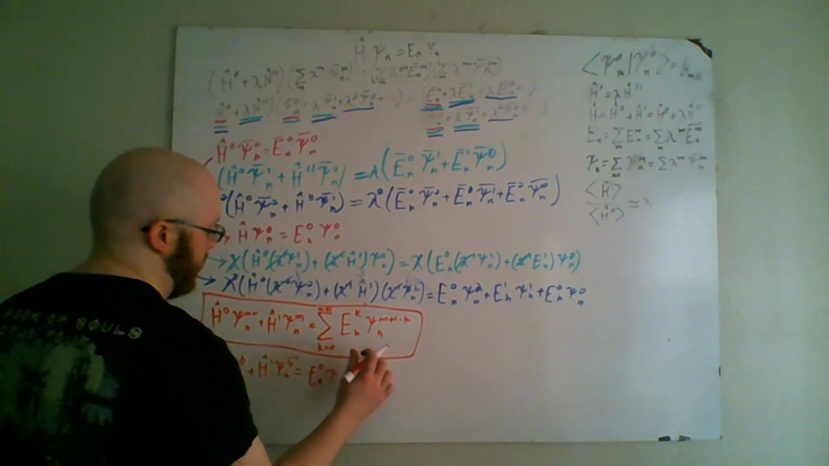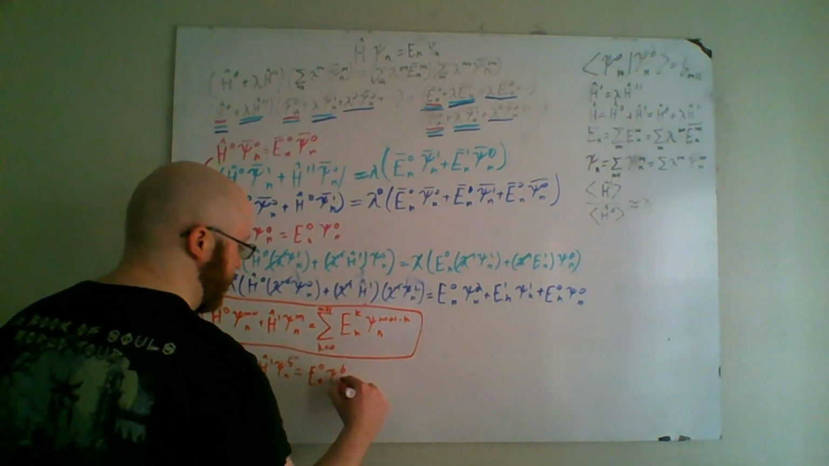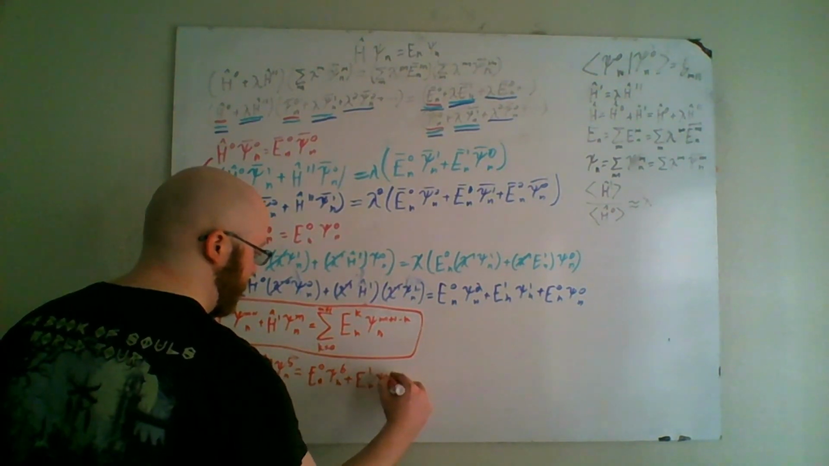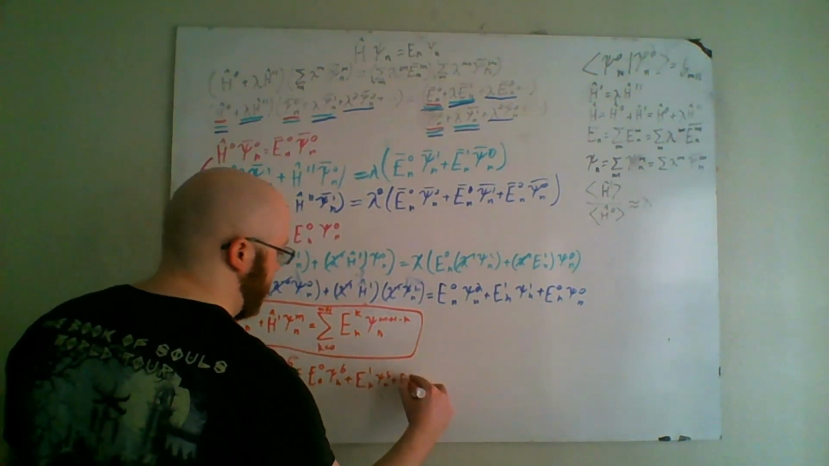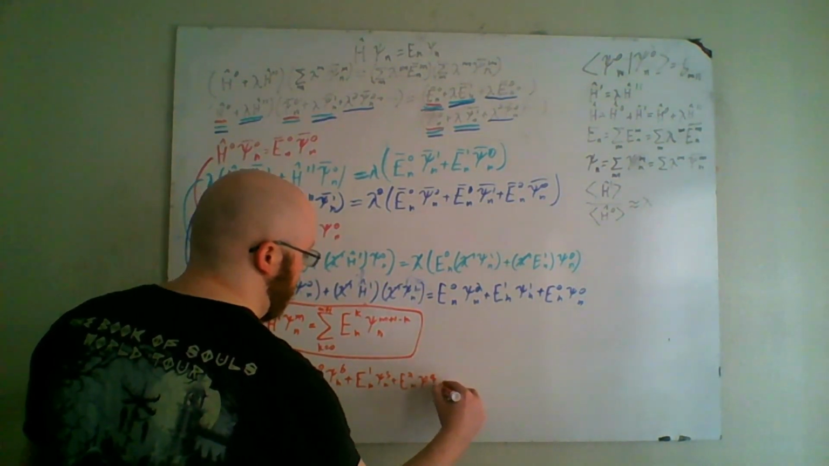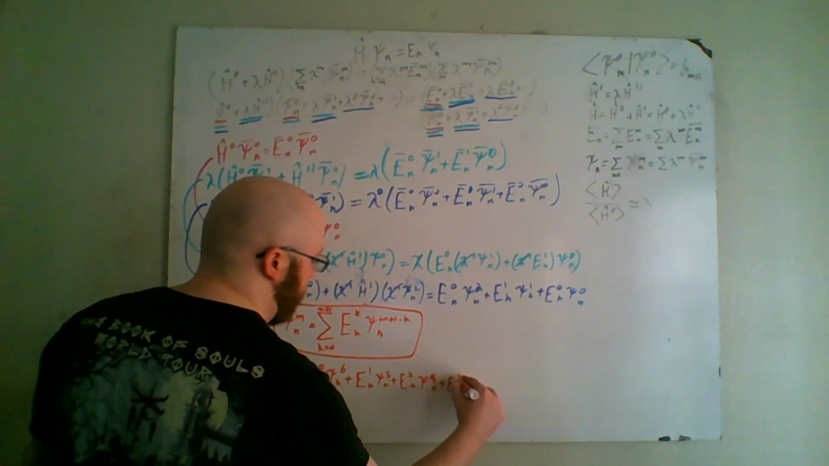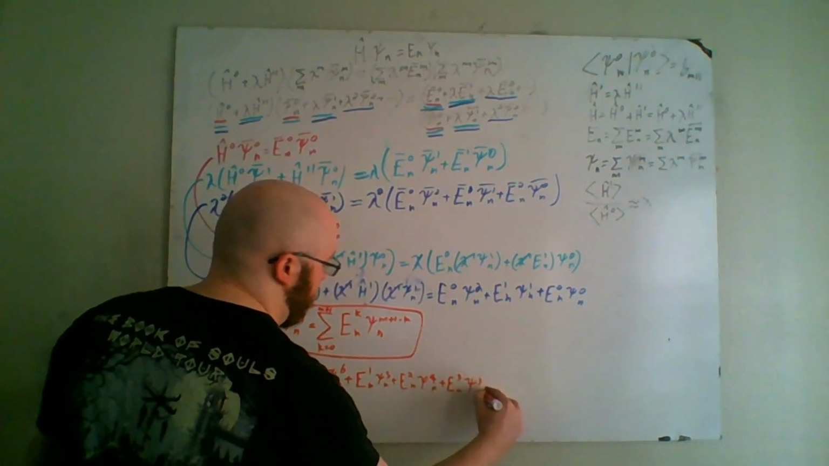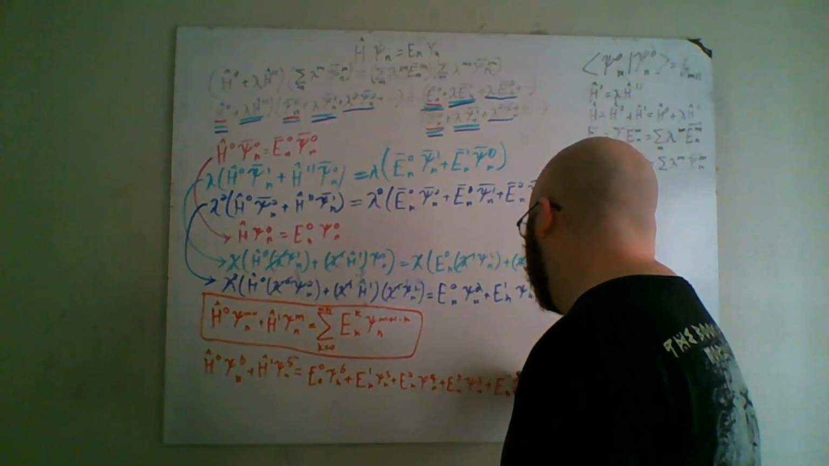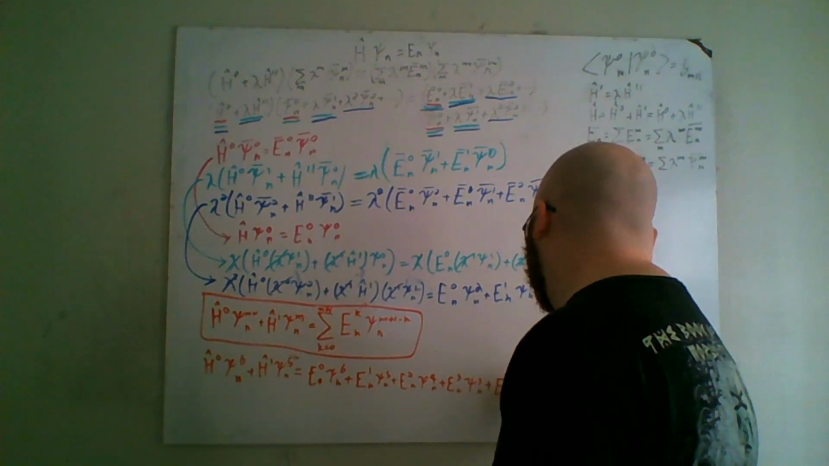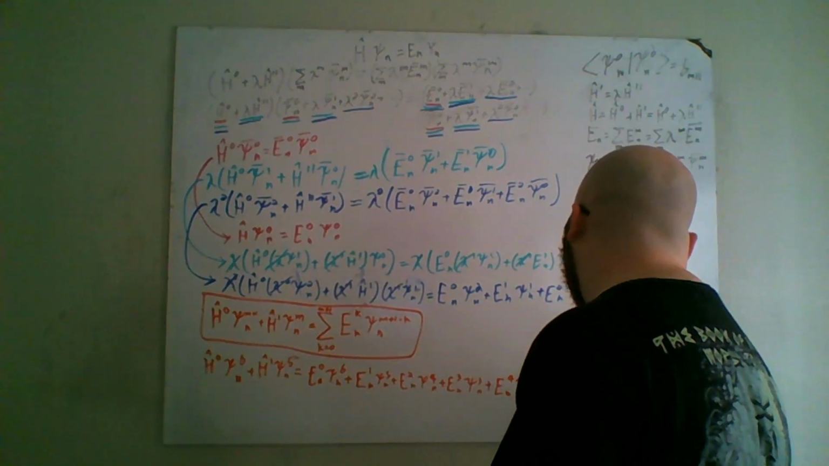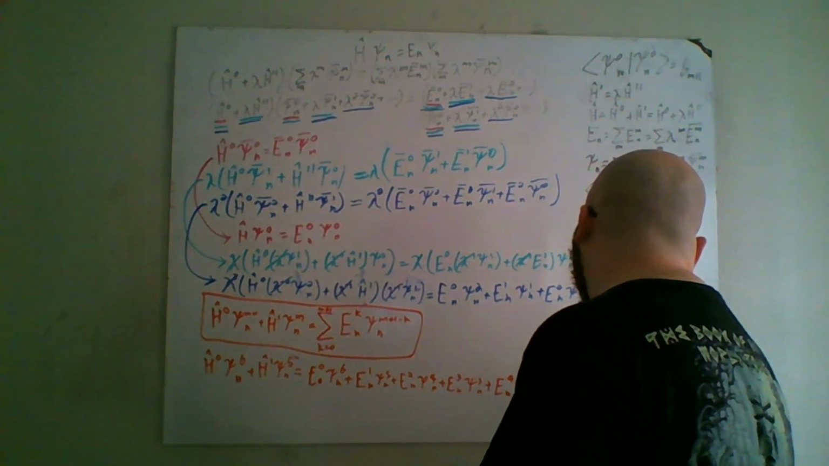I guess we're doing 6th order perturbation theory, but it's this plus e1n psi 5n plus e2n psi 4n plus e3n psi 3n plus e4n psi 2n plus e5n psi 1n plus e6n psi 0.